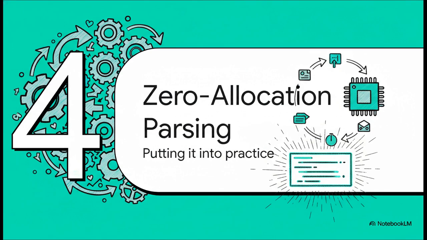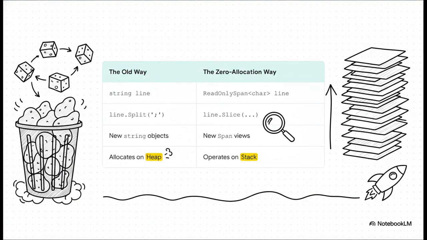All right, now for the really fun part. Let's go back to our parser and rewrite it using this new approach. You're going to love the difference this makes. I mean, just look at this. It's night and day. On the left, the old way, a festival of heap allocations with Split. On the right, we use ReadOnlySpan of char and the Slice method. Every slice we take is just another one of those lightweight views. We create 0 new objects on the heap. All the hard work is happening on the stack, where it's fast and clean.